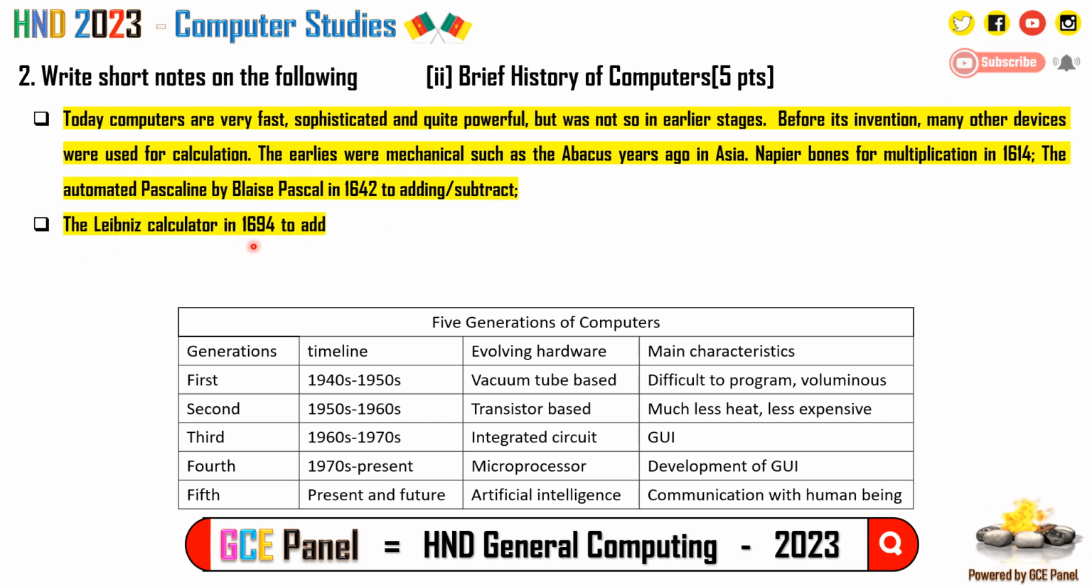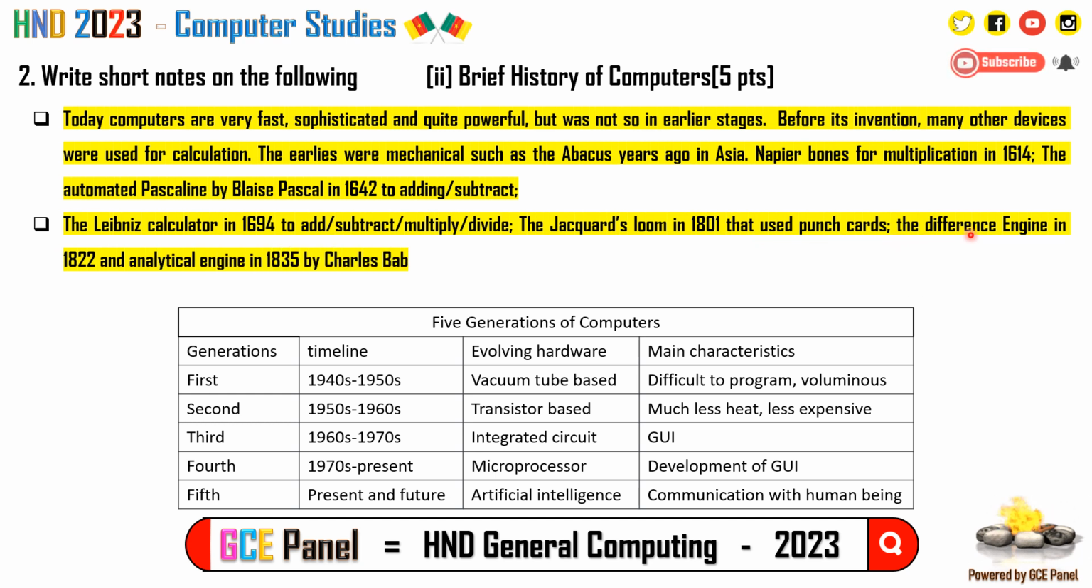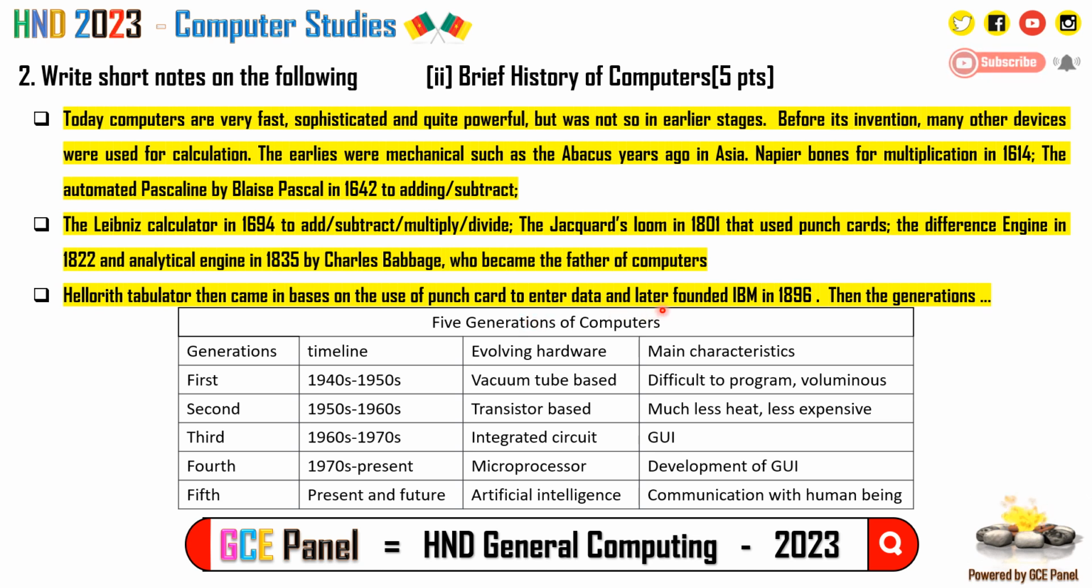The Leibniz calculator in 1694 to add, subtract, multiply and divide. Then came the Jacquard loom in 1801 that used punch cards, followed by the difference engine in 1822 and the analytical engine in 1835 by Charles Babbage, who became known as the father of computers. Hollerith's tabulator then came, based on the use of punch cards to enter data, and later Hollerith founded IBM in 1896.